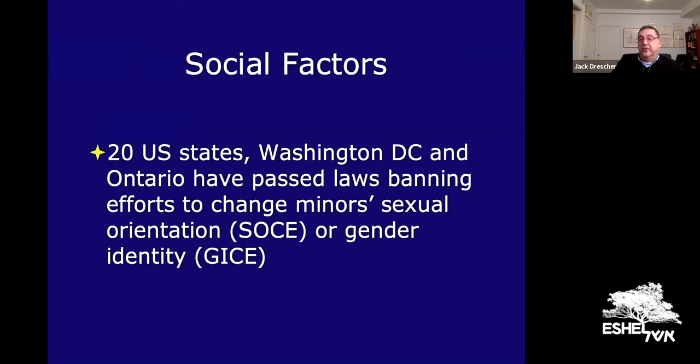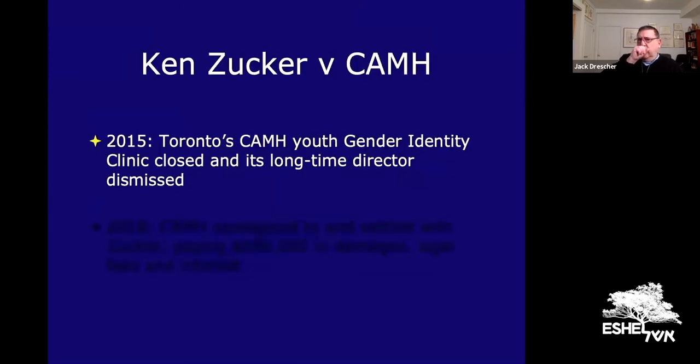Now the social factors going on around these issues. Right now, 20 states, Washington, D.C., and Ontario have passed laws banning efforts to change a minor's sexual orientation or their gender identity, which is what accusations were made against the Canadian clinic, because they did try to prevent transsexualism in adulthood. So shortly after the Ontario law passed, complaints were filed against Ken Zucker, who is the head of the clinic, also the chair of the DSM-5 work group.